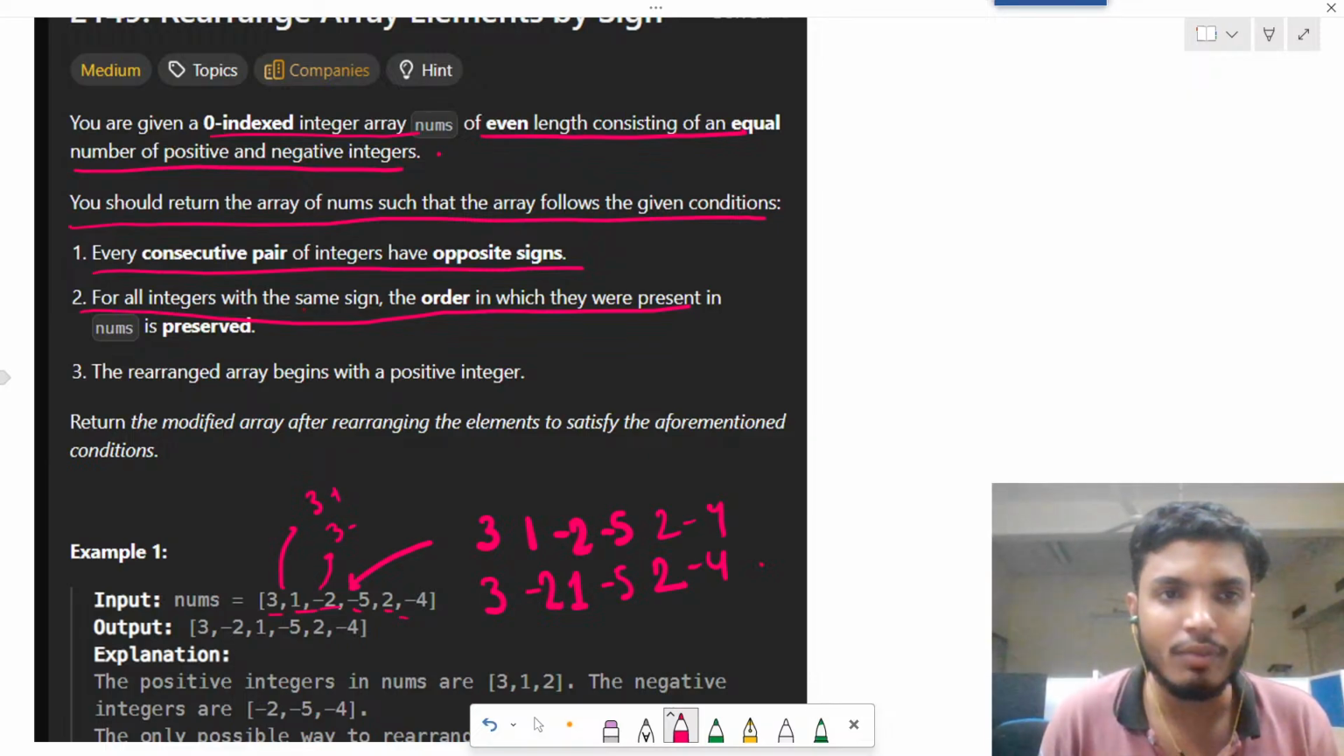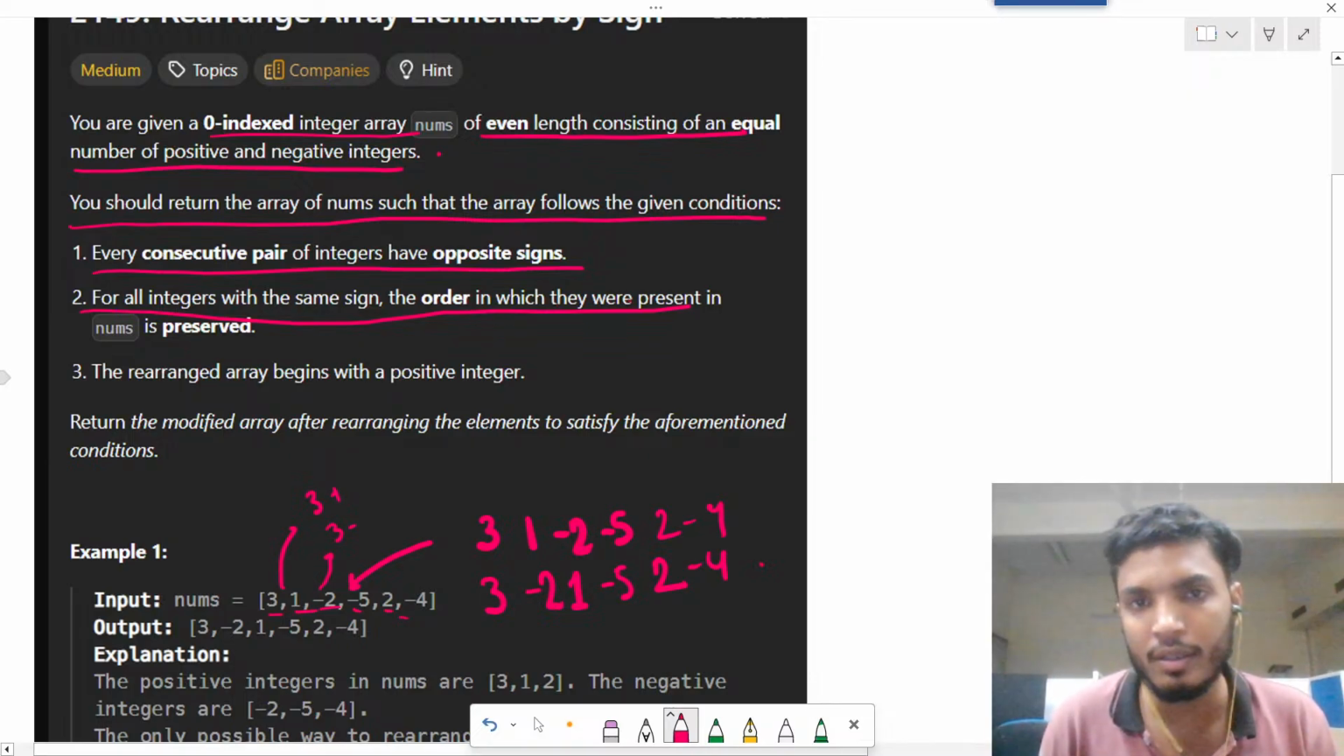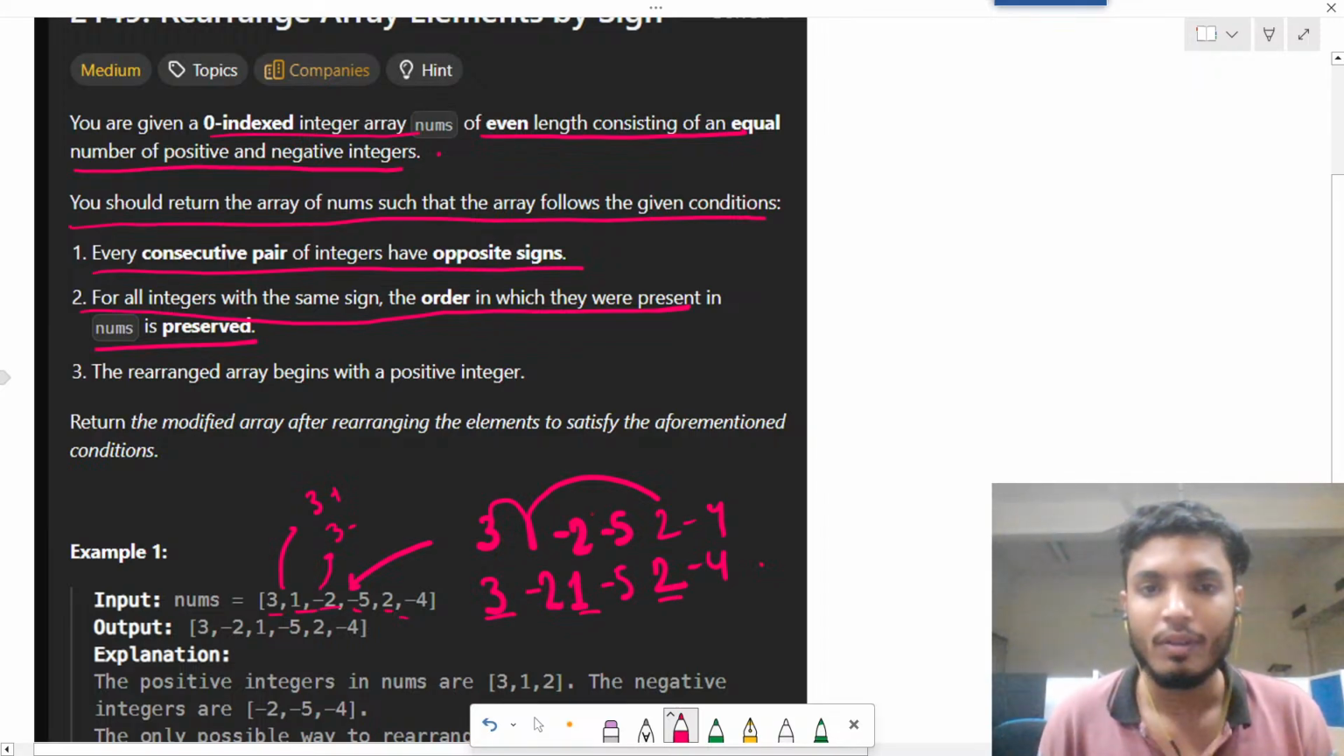For all the integers with the same sign, the order in which they are present in the numbers is preserved. Preserve means, look, if 3 is followed by 1, and 1 is followed by 2, then after 3 comes 1, and after 1 only 2 will come. For all the positive numbers, the order will be preserved. For all the negative numbers, the order will be preserved.